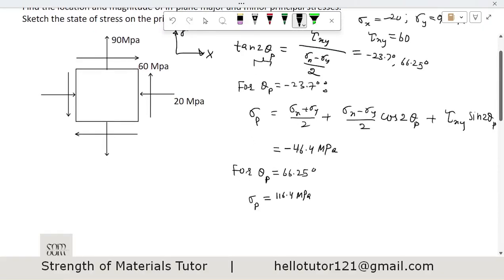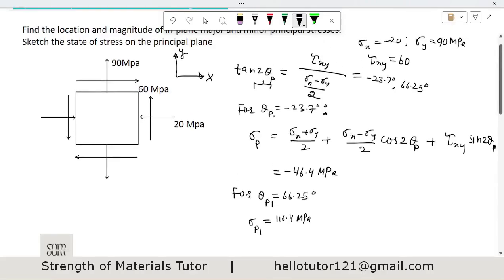So you can see this is minus 46 and this is 116, okay. So clearly this is the major principal stress, okay. So I will write it as sigma p1, because 1 is for major or maximum, okay, and this theta p is now theta p1, right. Similarly I will call this theta p2, because this is the minor principal plane, and this stress is sigma p2, okay.